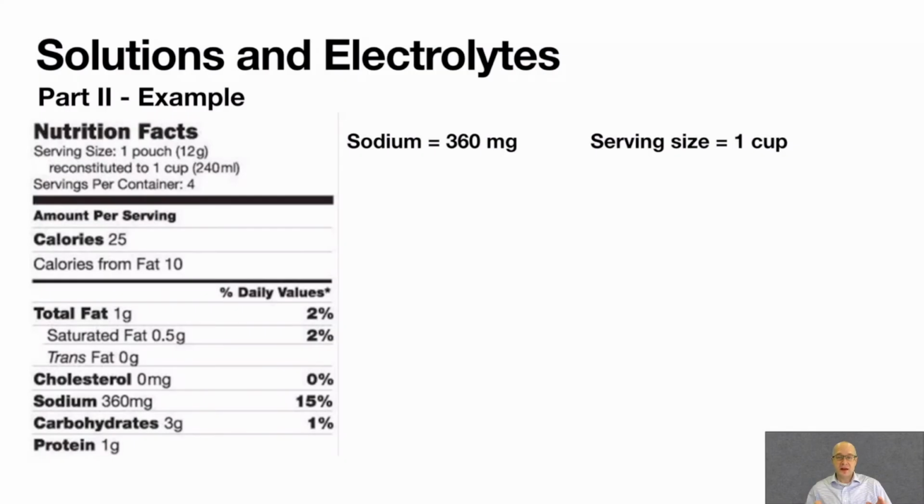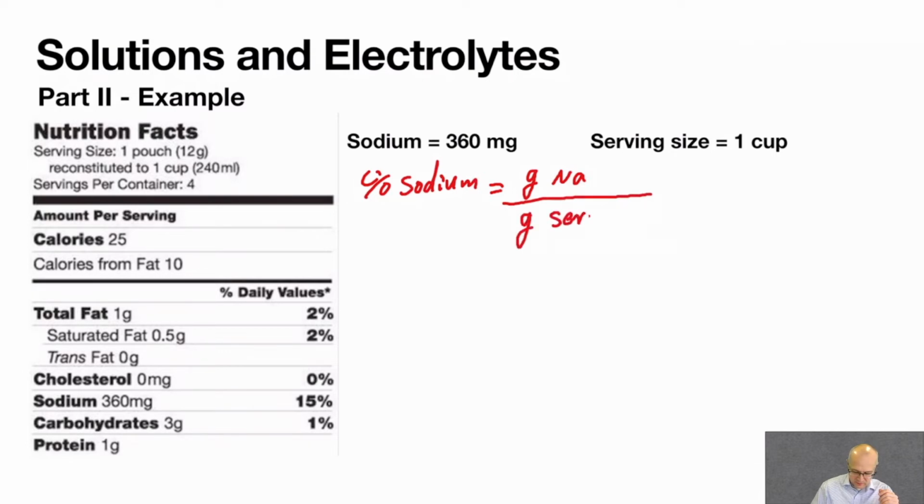Now that you've seen what I expect of you, let's do an example together. We want to calculate the percent sodium in our product, and that's going to be the grams of sodium, so let's put Na because that's sodium, over grams of a serving, multiplied by 100. Now, if we look in here, we'll see that there are 2 different serving sizes.